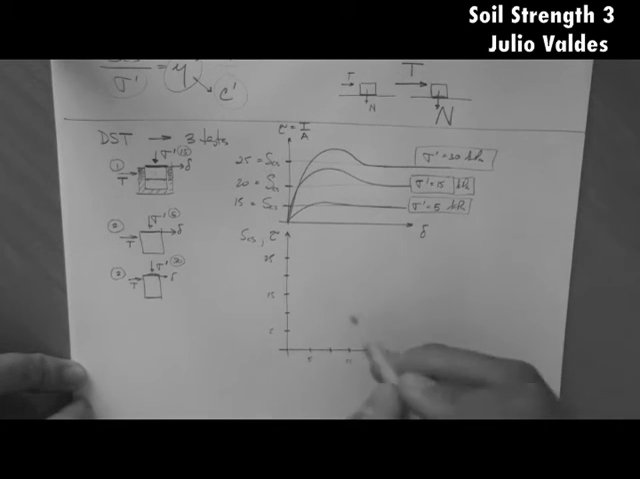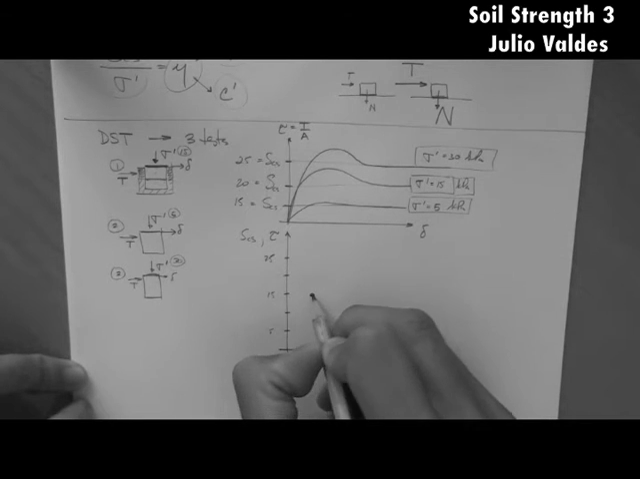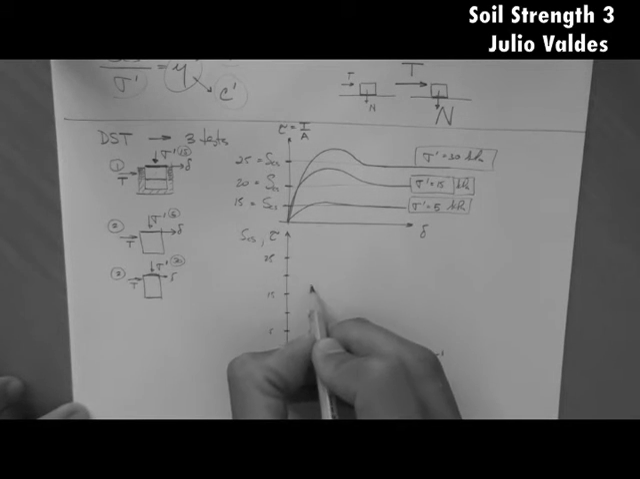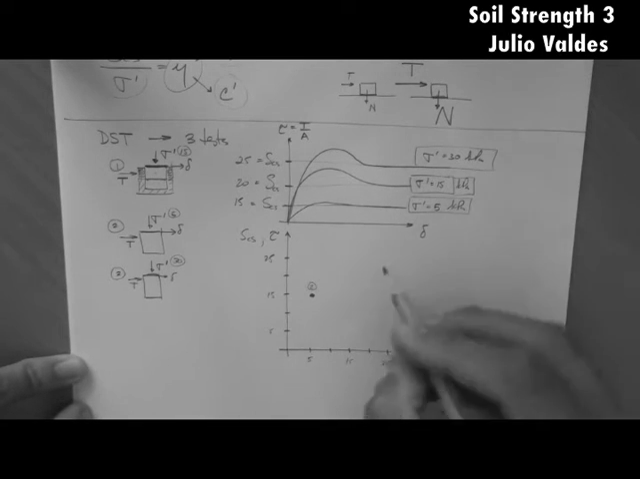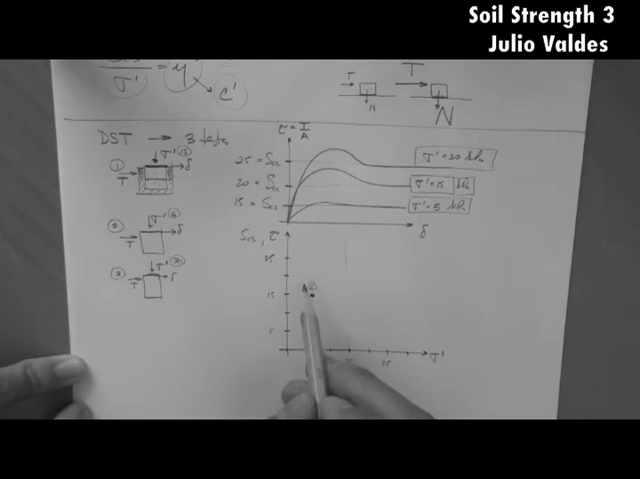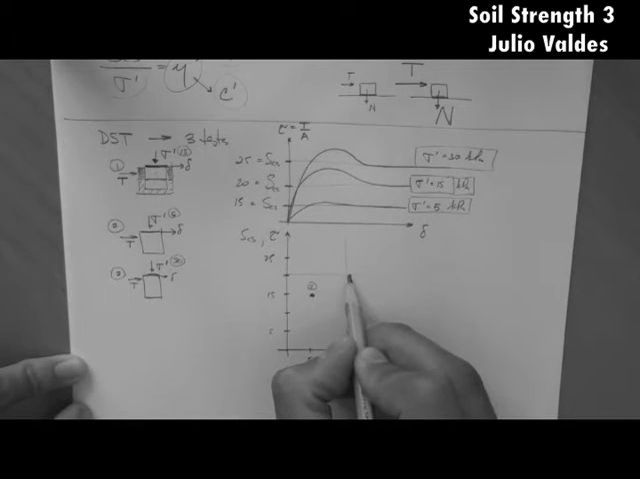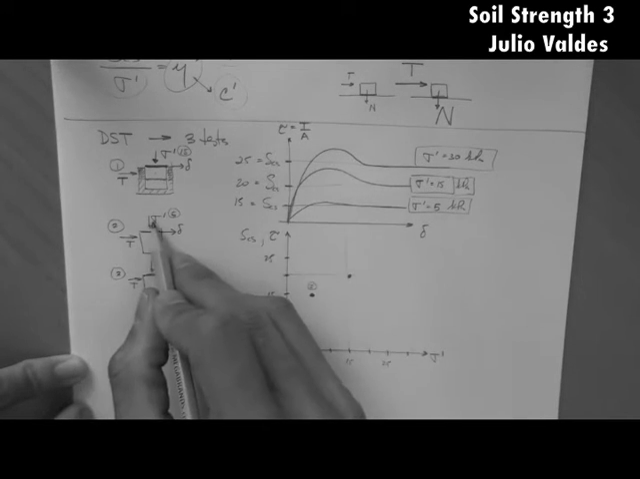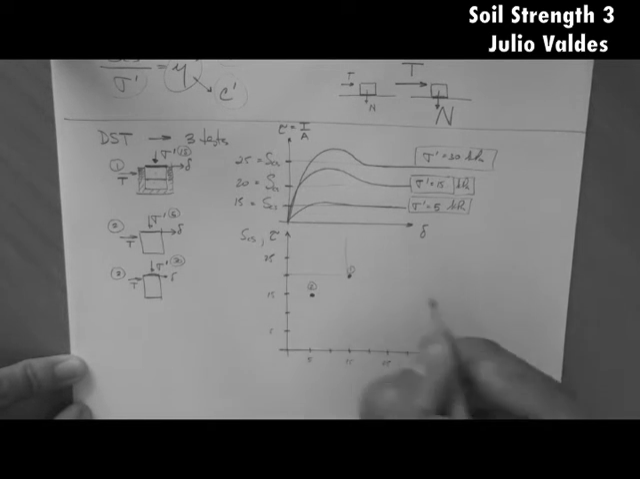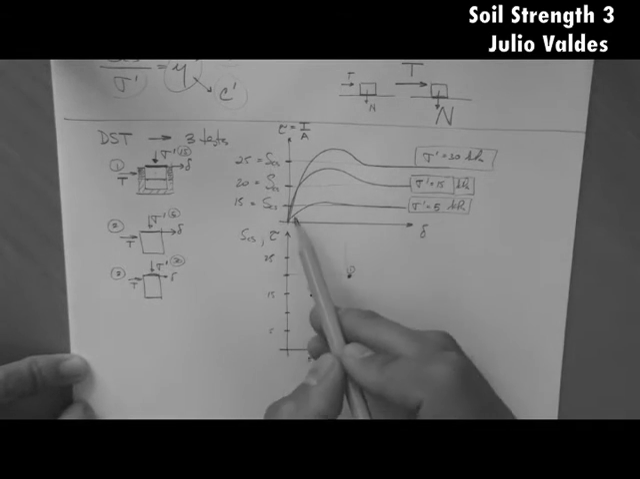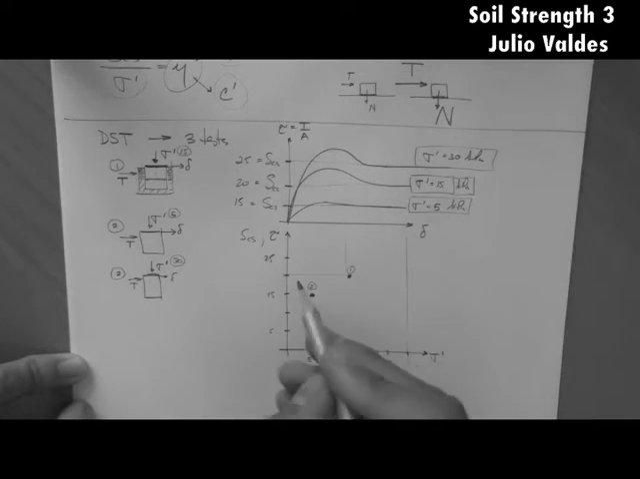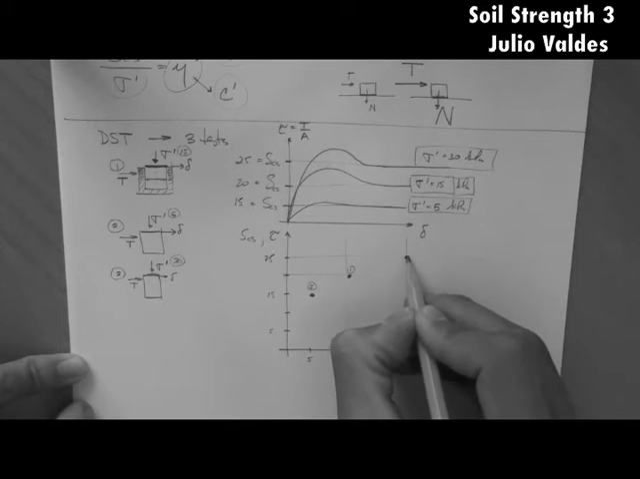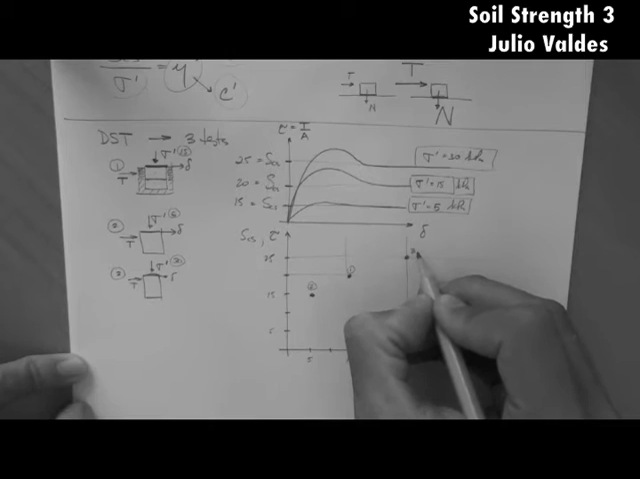5, 15. That's test number 2. Okay? Next one. Effective stress 15, strength 20. So 15, 20. That's test number 1. And then the last one, effective stress 30, strength 25. Test 3.